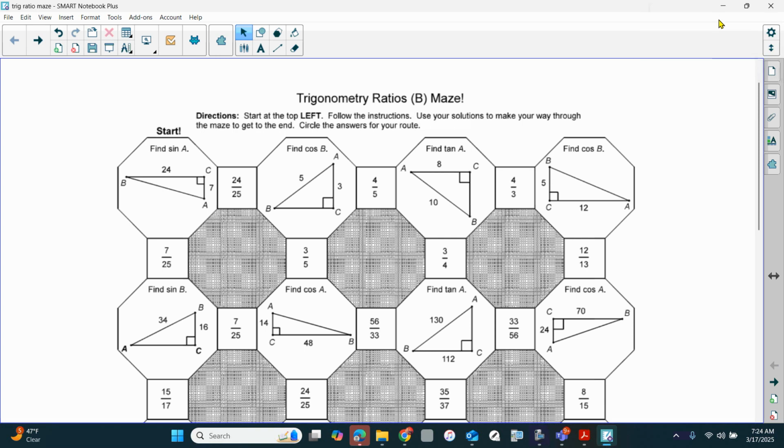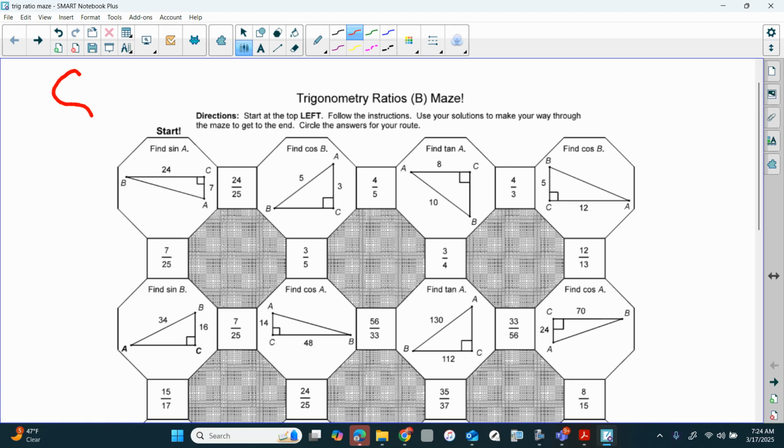All right, guys, I'm going to do a quick little video explanation of this worksheet that you're going to turn in. Hopefully, the activity that you did on Desmos helps you understand the trig ratios. You're going to need to know how to use sine, cosine, and tangent, or SOHCAHTOA.